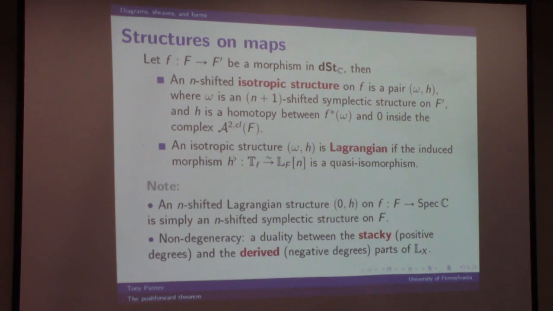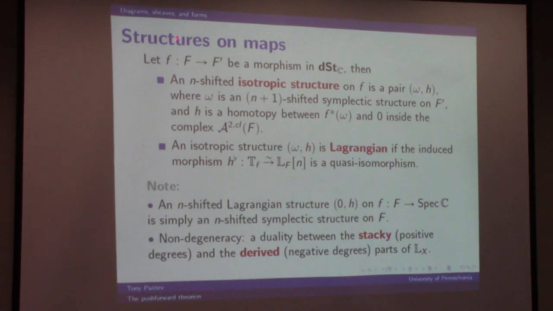And another thing that's worth mentioning, if you haven't seen this, may give you some sense of what's going on. These derived stacks, as I said, have tangent complexes, which are complexes of vector bundles. And these tangent complexes have pieces, homological shifts, that sit in different degrees. They could be positive degrees, negative degrees, degree zero.